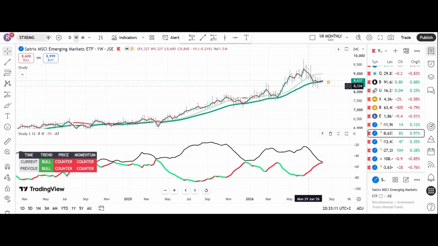More or less in that area, it seems there is a form of support. Both moving averages are still bullish and green, but price is now just touching this moving average.